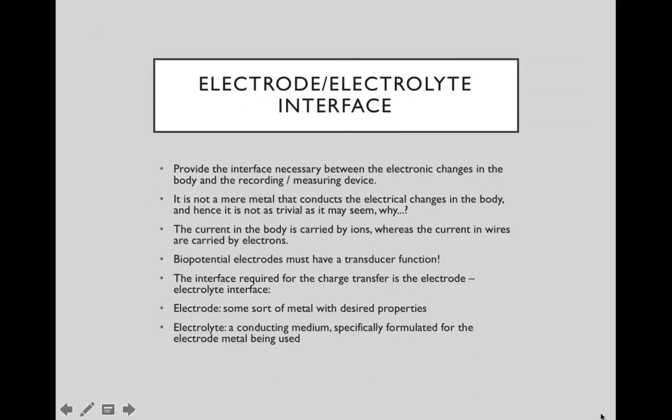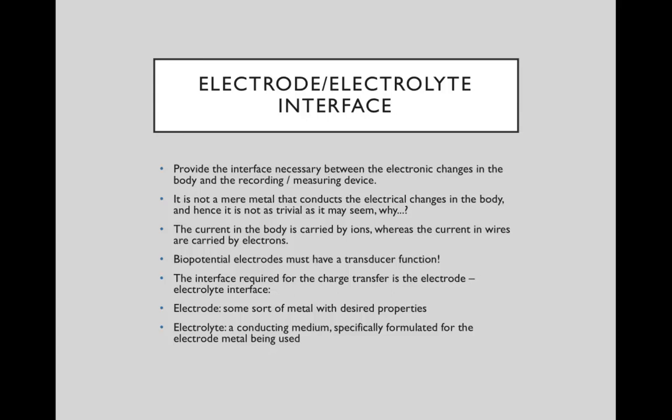In order to discuss how biopotential electrodes work, we need to go back to a little bit of chemistry and talk about the electrode-electrolyte interface. The electrode-electrolyte interface is basically the interface necessary between electric charges in the body and the recording or measuring device. This is not a mere metal that conducts electric charges in the body, so it's not as trivial as it may seem. We'll look at a number of reasons why during the course of this lecture.